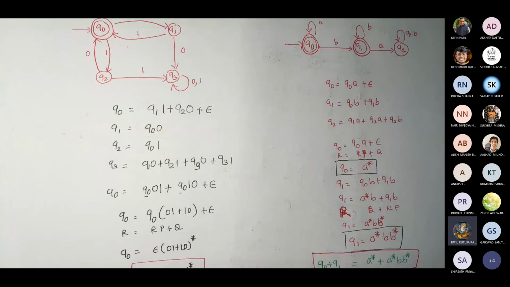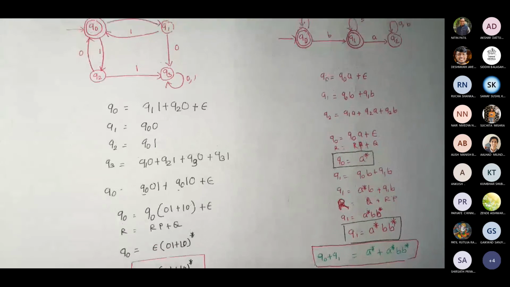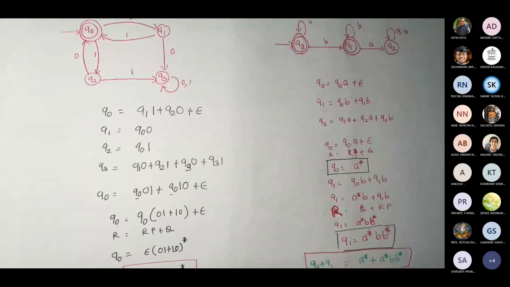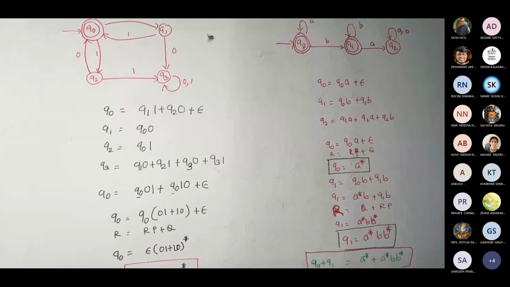No, we should not say two final solutions. Whenever you have more than one final state, you have to combine the regular expressions using plus. Whatever the number of final states you have, combine the equations for all those final states together by making use of plus. Okay, sir. Yes. I hope you understood it.